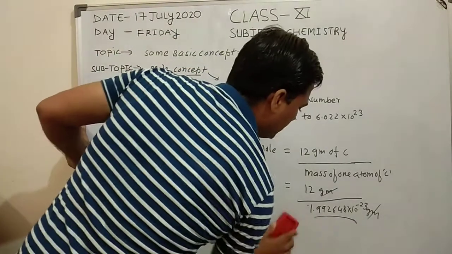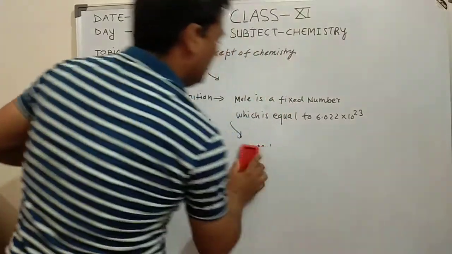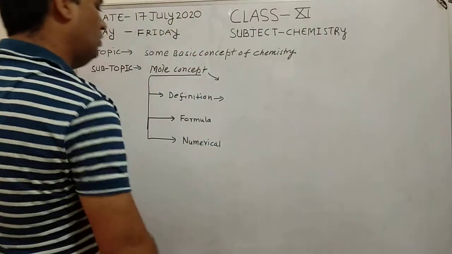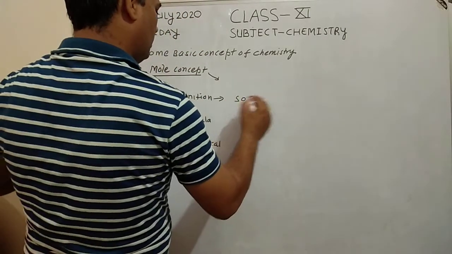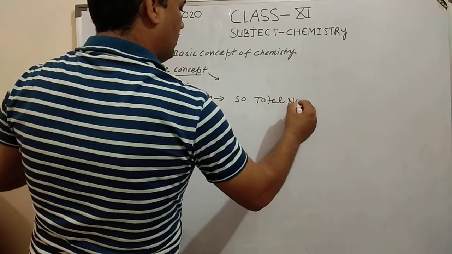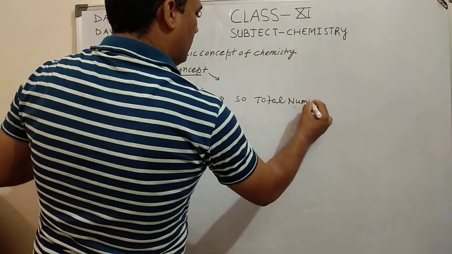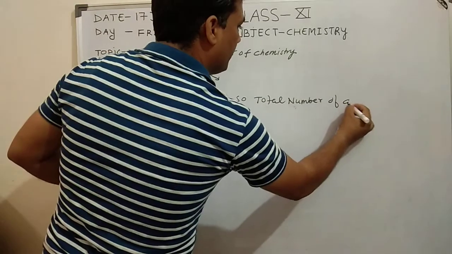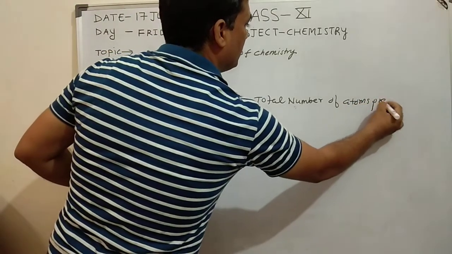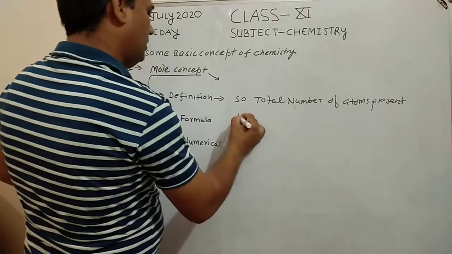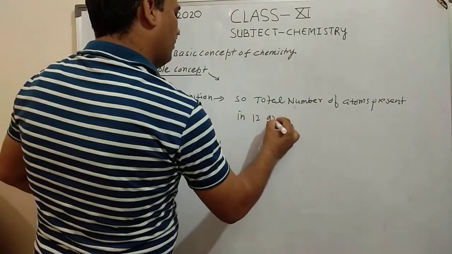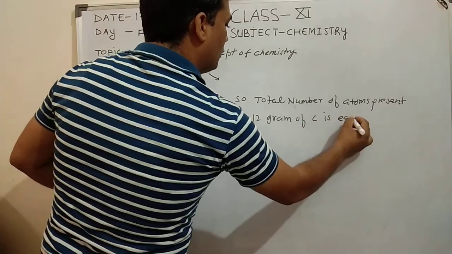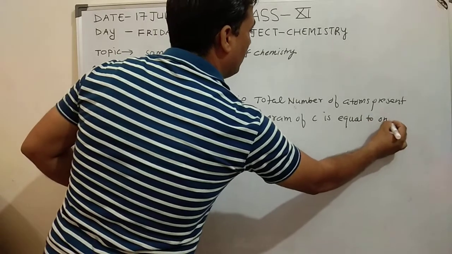We can define it in another way: total number of atoms present in 12 gram of carbon is equal to 1 mole. So the total number of atoms present in 12 gram of carbon is equal to 1 mole.